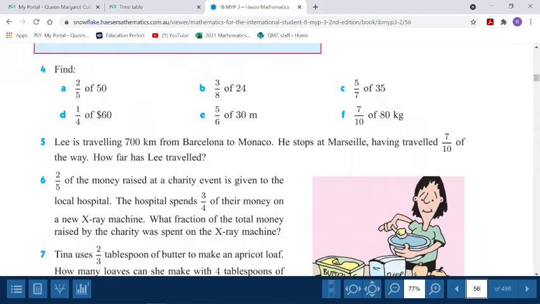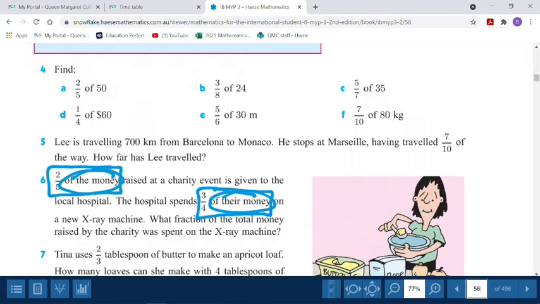Look at 6. We're told that 2/5 of the money raised at a charity event is given to the local hospital. So that's our "of" phrase, yes? The hospital spends 3/4 of their money on a new x-ray machine. What fraction of the total money raised by the charity was spent on the x-ray machine? Okay, well, hold on just one minute. Now, it's 3/4 of money, 2/5 of money. So is it money and money? Yeah. It's part of it's their money, part of it's not.